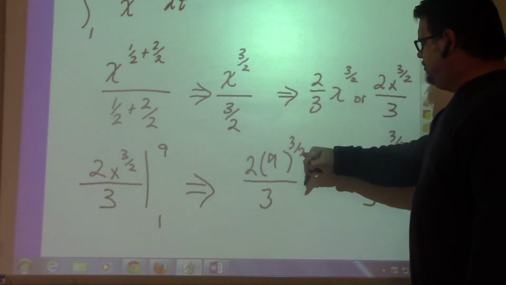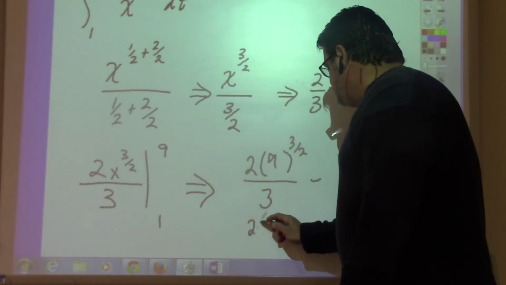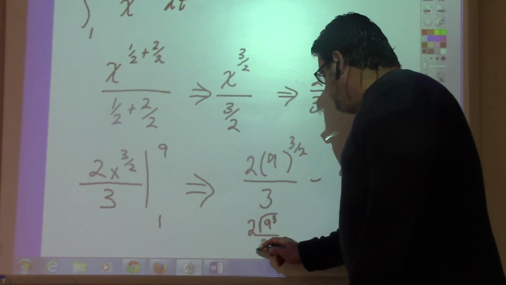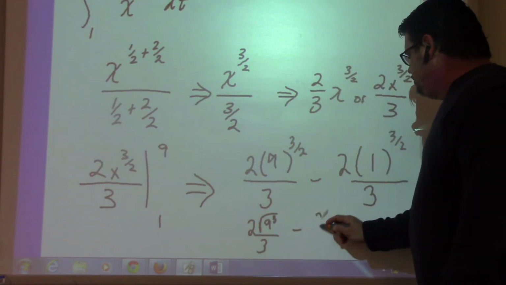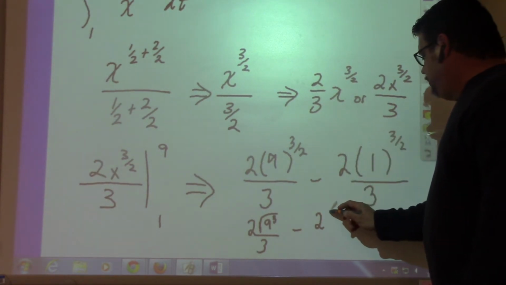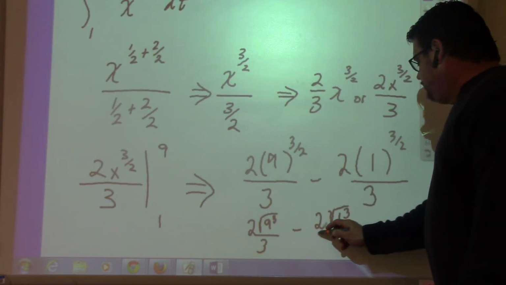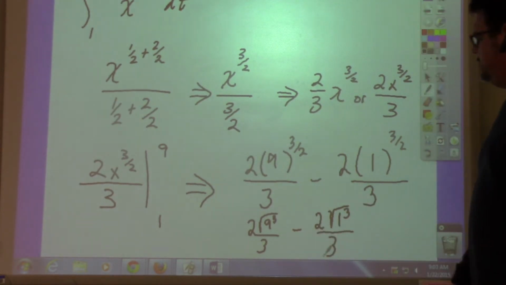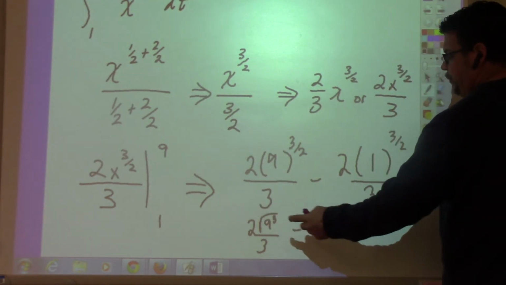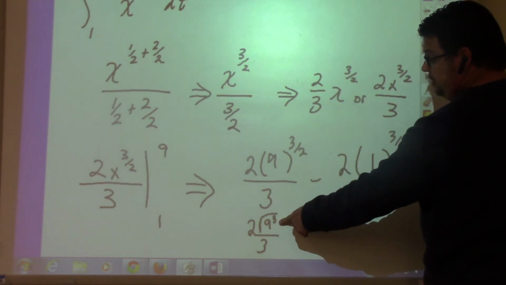So that's exponent over index, so that's the square root of 9 cubed. So 2 square root of 9 cubed over 3 minus 2 square root of 1 cubed over 3. Well, what's the square root of 9? 3. 3 cubed is 27. That should be what you come up with there.